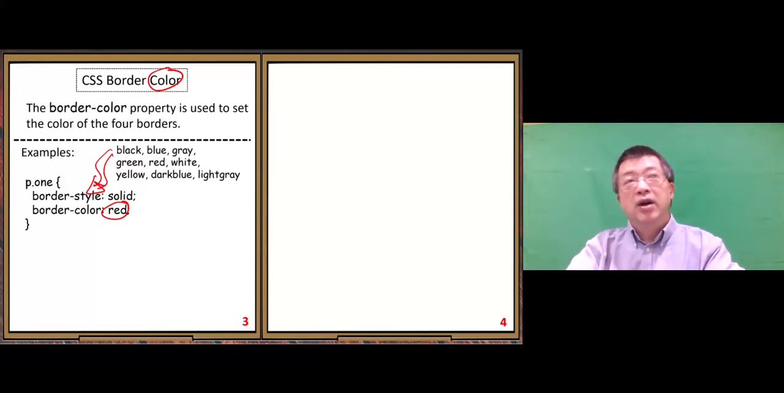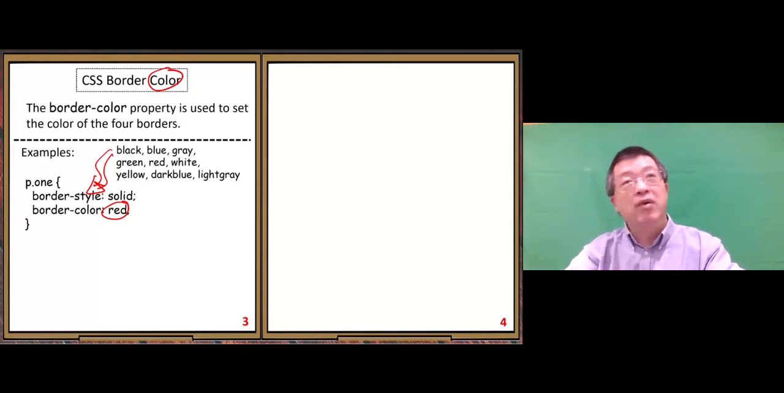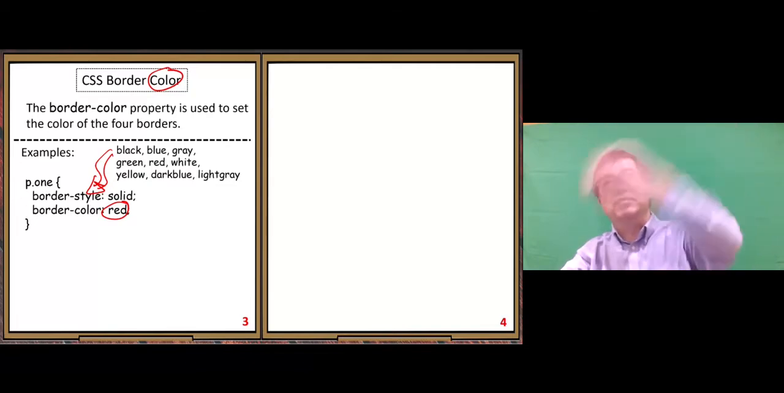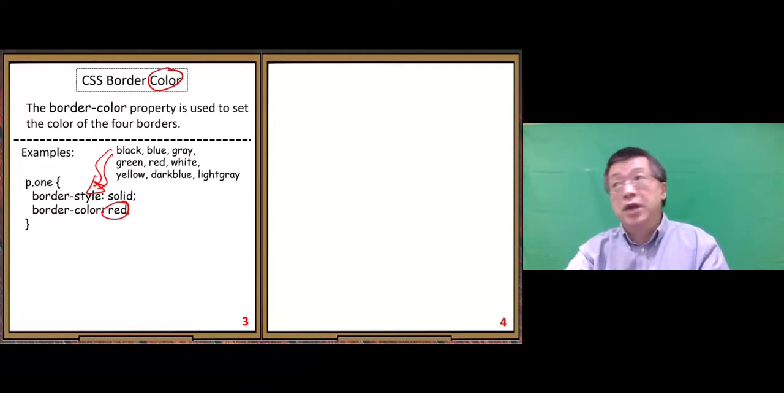And there are many other names. Nobody can memorize all the color names. The standard colors people can memorize easily, but there are many non-standard color names. How can people memorize that, right? All right.